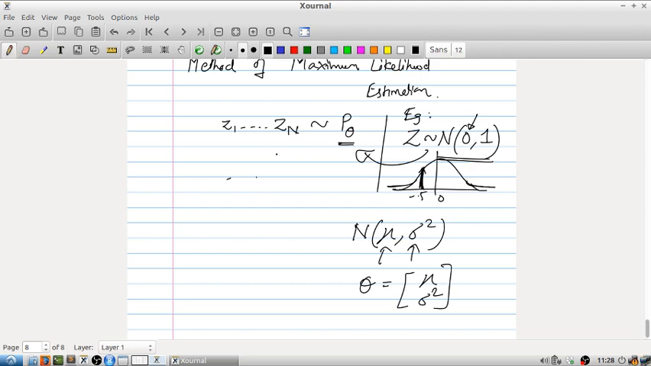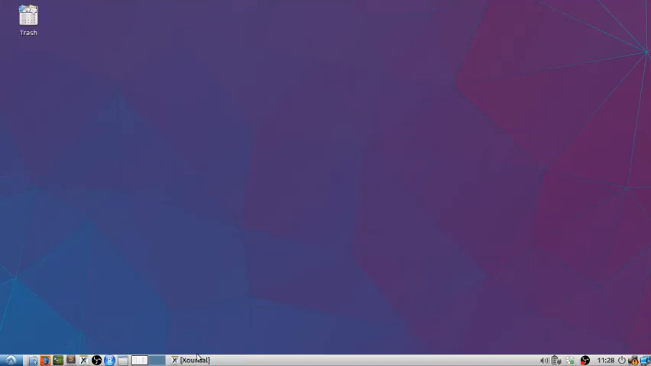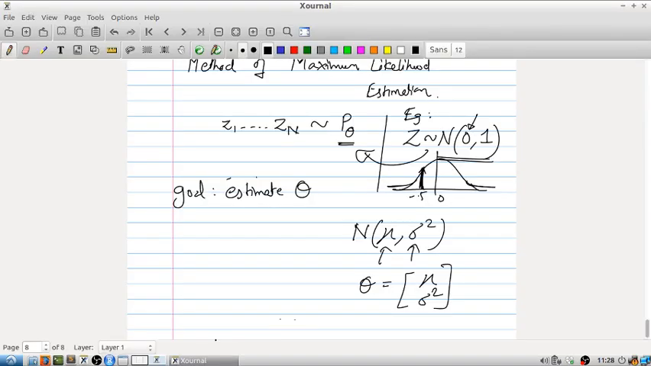Now, the maximum likelihood estimation method has the goal of estimating theta. And how do you estimate theta? You have to use your data, right? Just like any data-driven method, it's going to use z1 through zn to estimate theta.